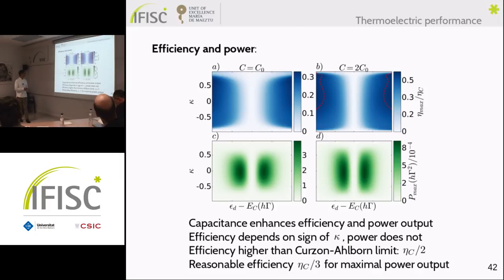of such a setup. And we see that the efficiency can be enhanced because of the environment, and also the power can be enhanced, because the environment can inject heat into the system. In this case, we find that with a strong coupling, we have an efficiency higher than the theoretical limit in the linear regime, which is the Curzon-Ahlborn limit, in this case 1/2 of the Carnot efficiency. We find that this is possible, but always at vanishing power output, so it's not of much use. Yet, we can find a reasonable efficiency of 1/3 of the Carnot efficiency for maximum power output.